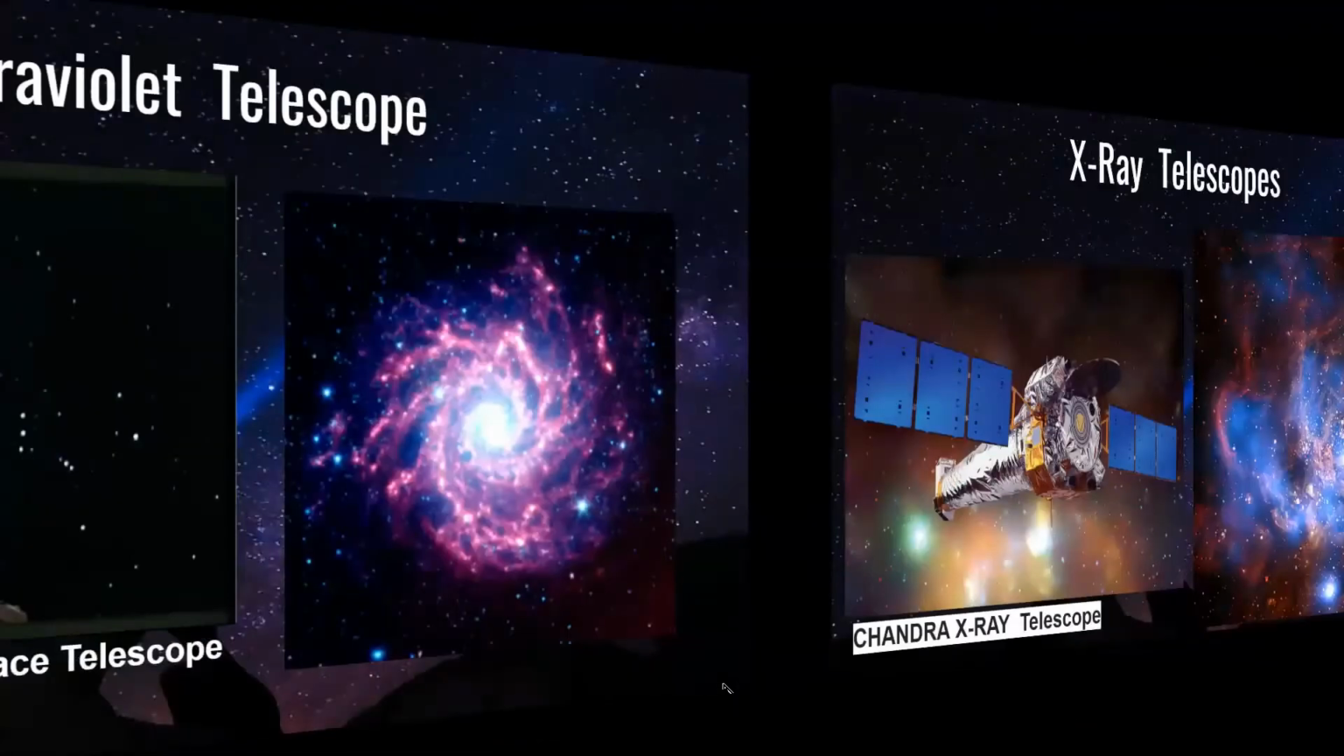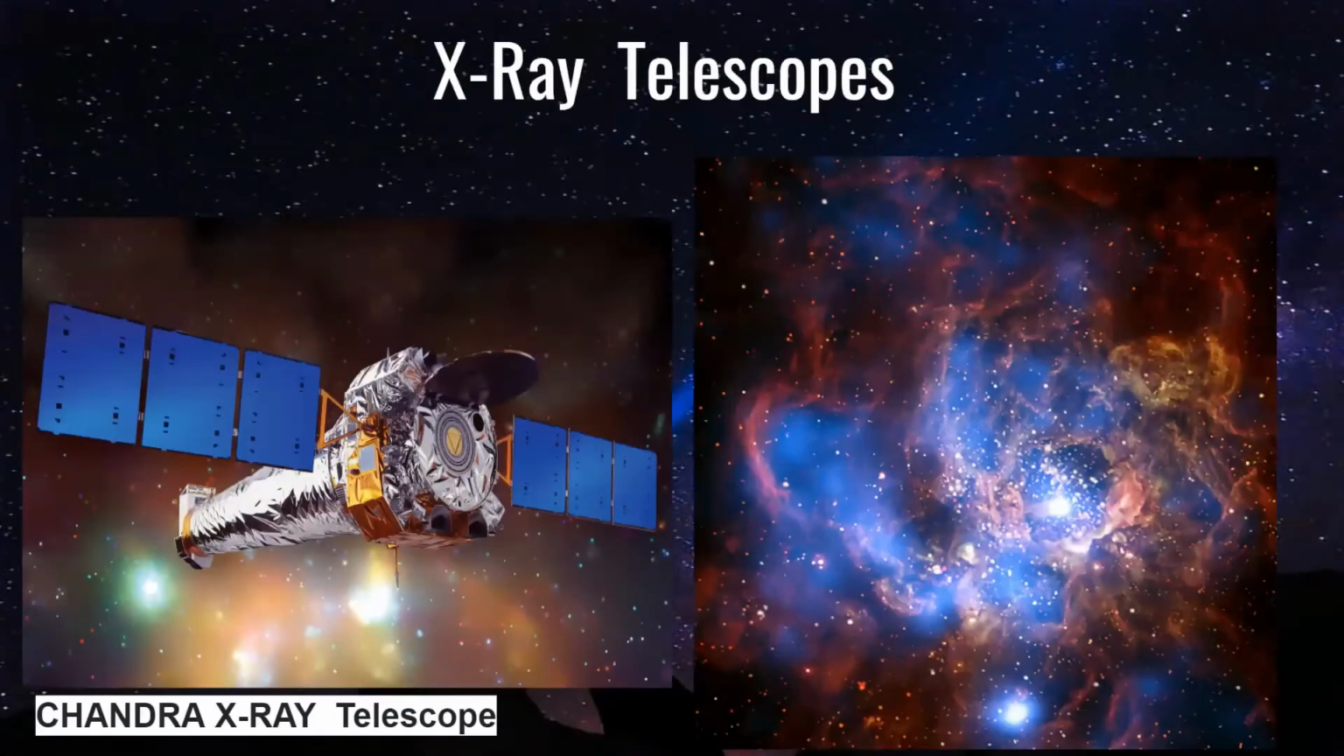And then we have X-ray telescopes. These X-ray telescopes are a type of telescope that detect or collect only X-ray electromagnetic waves. A typical example of such a telescope is the Chandra X-ray Telescope. And beside this, a very beautiful image produced from this telescope.